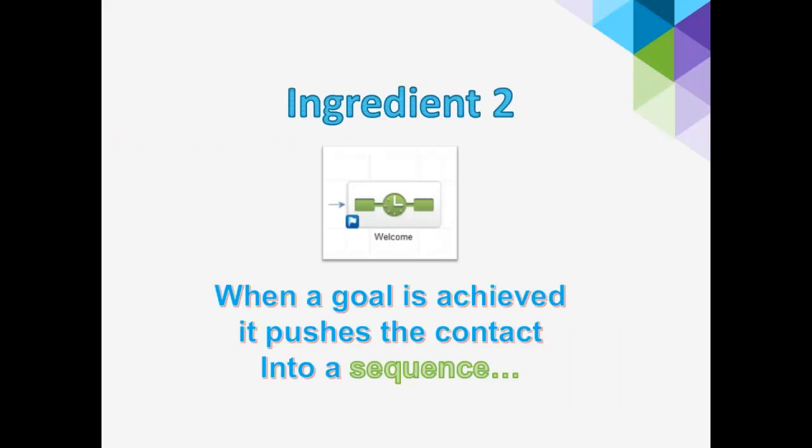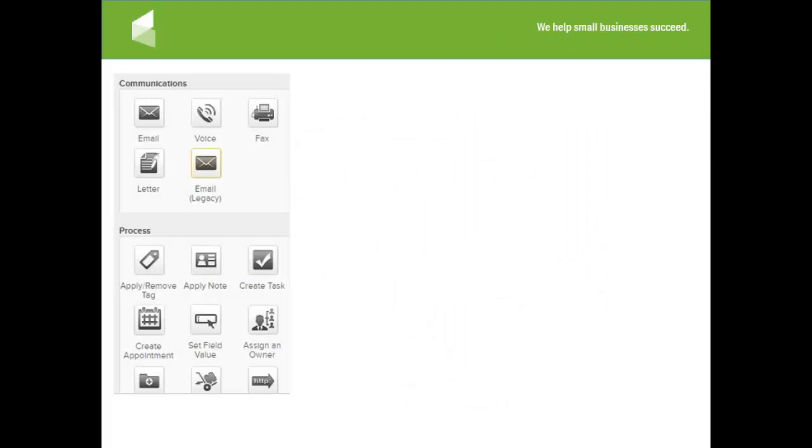The second ingredient is a sequence. And a sequence is what we're going to push the contacts into. When the goal is achieved, Infusionsoft will automatically push the contacts into the sequence. And the sequence is actually the magic of Infusionsoft. That's Infusionsoft's Disneyland right there. Inside that sequence is where all the automation magic happens. And you can see there's lots of stuff you can do in the toolbar inside of the sequence.